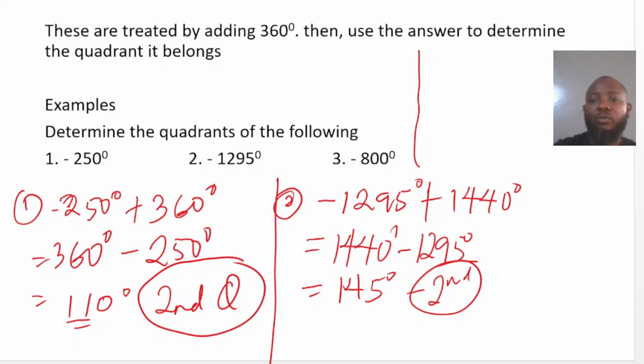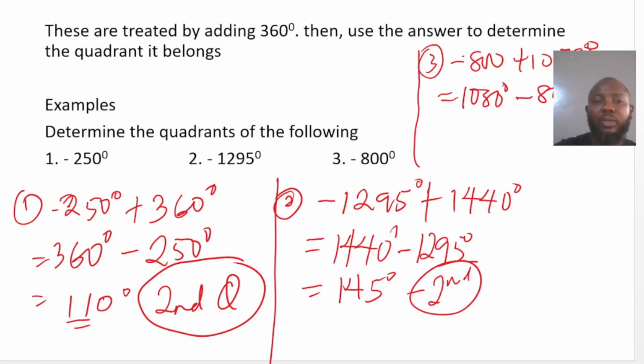So which means for number 3 here, it's going to be minus 800 plus 1080 degrees, which is the same thing as 1080 degrees minus 800. So 1080 minus 800, we're going to have 280. So 280 degrees. And this one falls where?